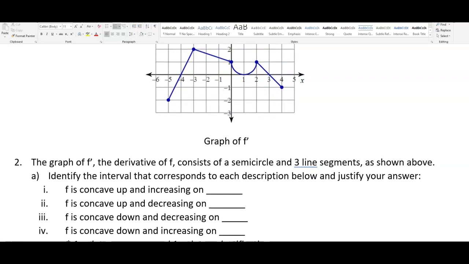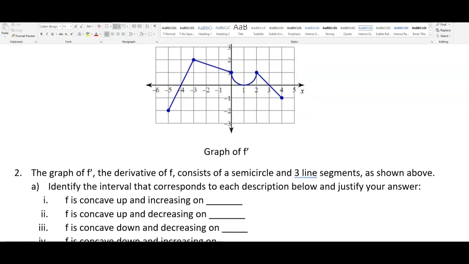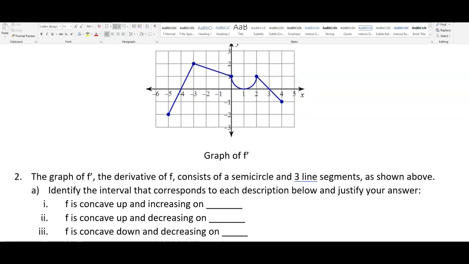All right, so the graph of f prime, the derivative of f, consists of a semicircle and 3 line segments as shown above. Identify the interval that corresponds to each description below and justify your answer. Now, here's something that we got to pay really close attention to. This is not a graph of f. This is a graph of f prime. So that is very important to pay attention to.